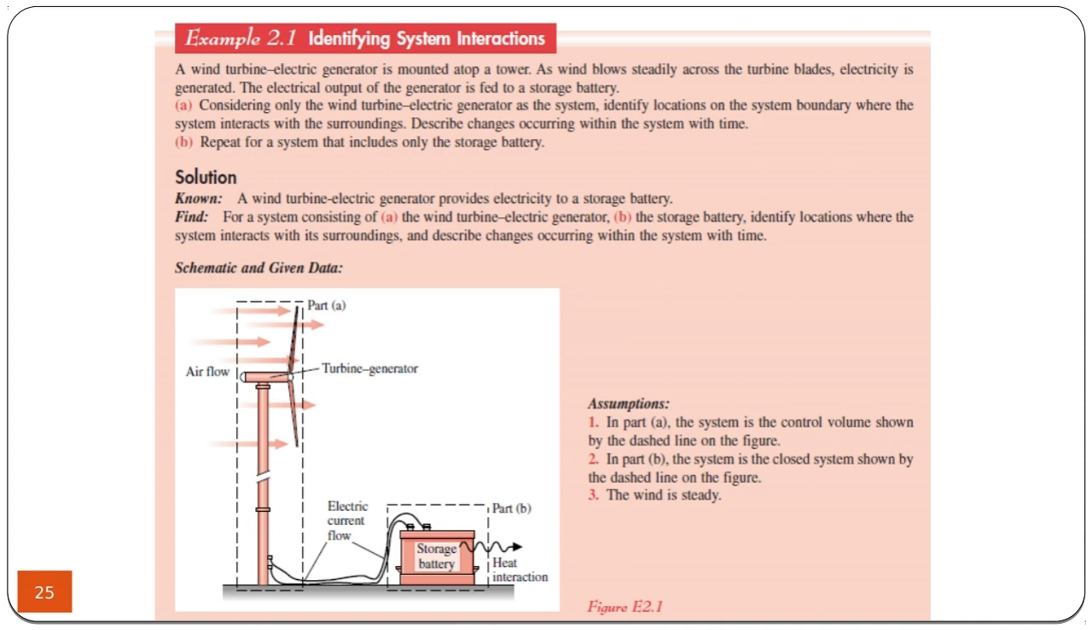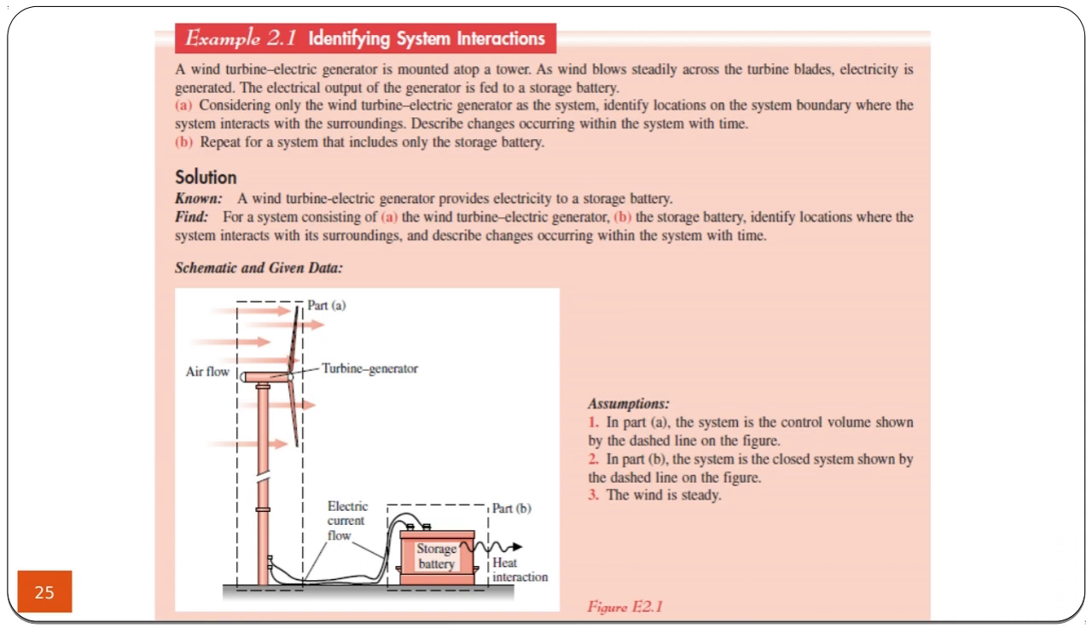So in the first one, we have a control volume because mass crosses the boundary of it. Mass comes in, mass goes out. Also, electrical energy crosses the boundary. So it's a system, but it's an open system. It's a control volume due to the fact that mass crosses the boundary.